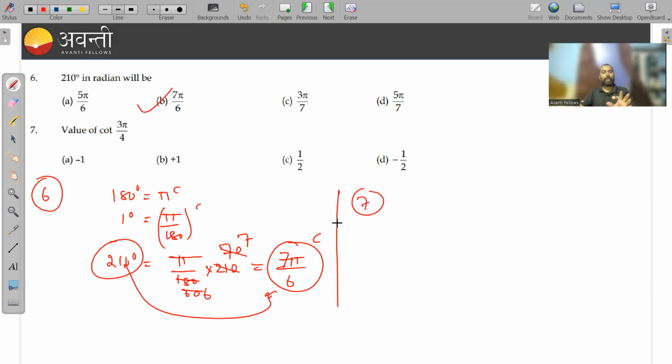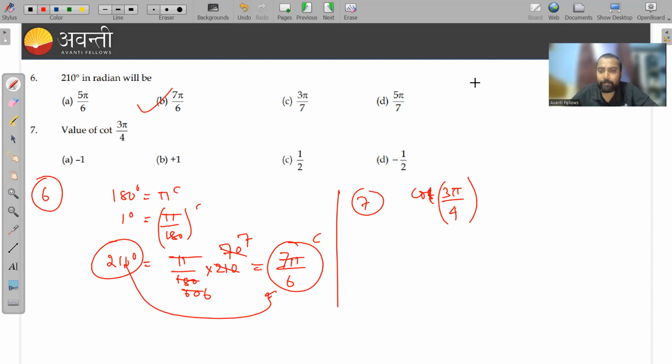Come to the 7th question. You need to find the value of cot of 3 pi by 4, right? If I ask you to convert it into degrees, 3 pi by 4 will be 135, right? So you can see here now, 135. Is it 135? Yes.